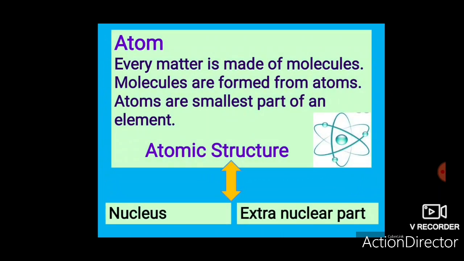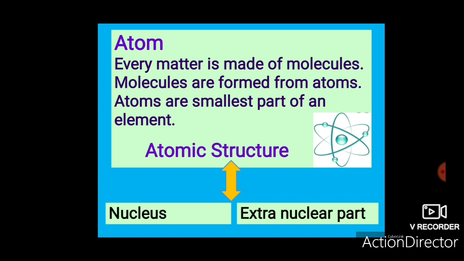What is an atom? You see many different objects around you. Those objects are made of a particular substance or matter. Every matter is made of small particles called molecules, and molecules are made from even smaller particles called atoms. Hence, an atom is the smallest part of an element.